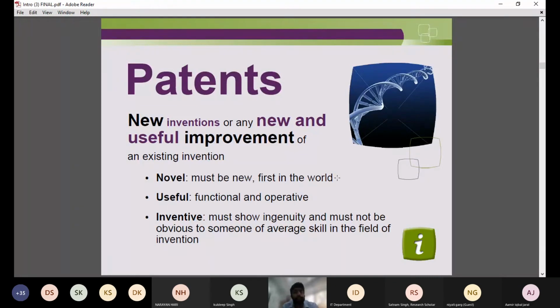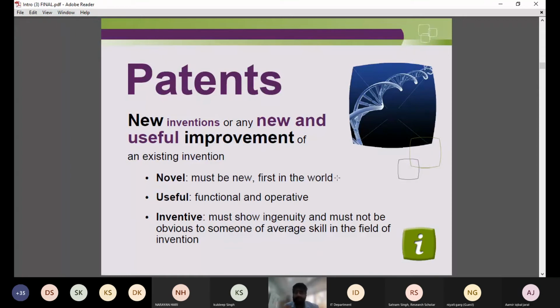So you just need to identify the problems around yourself. Now there are three basic patentability criteria that are defined by law. The first is novel. So either your complete technology should be new in the world, or there must be some novel components added to it that make that technology new. Second is that it should be useful.